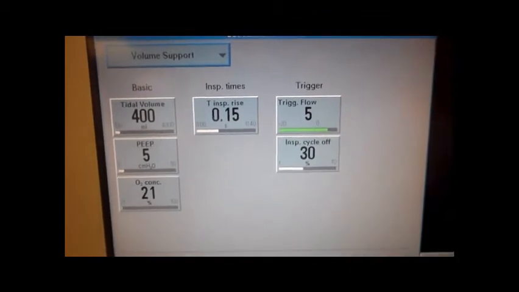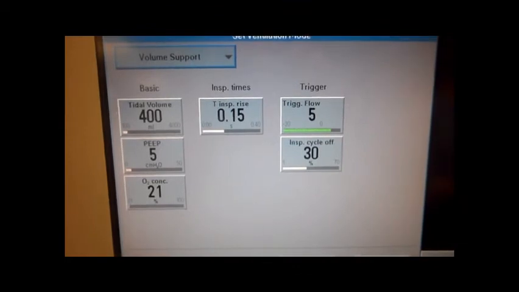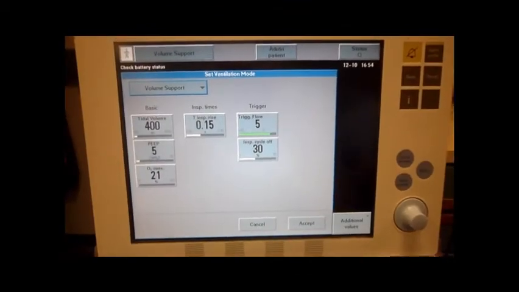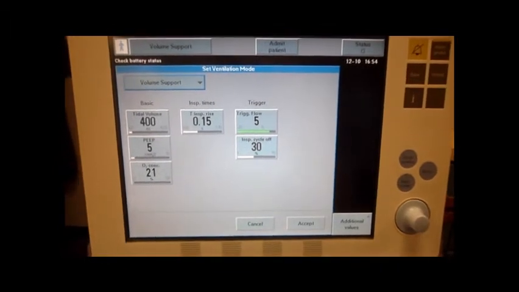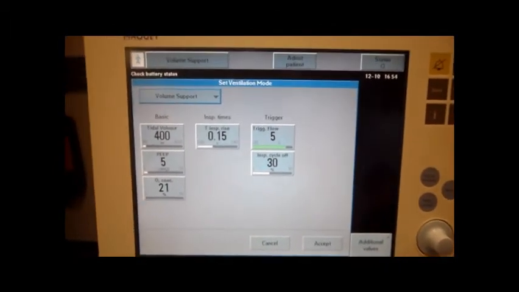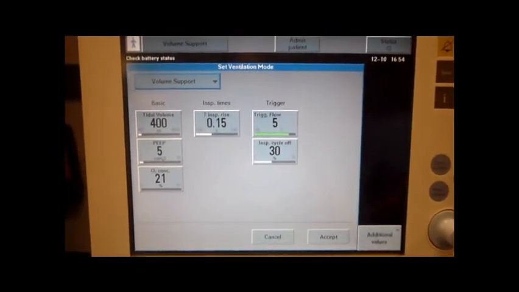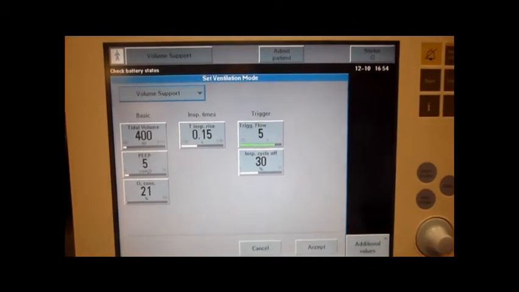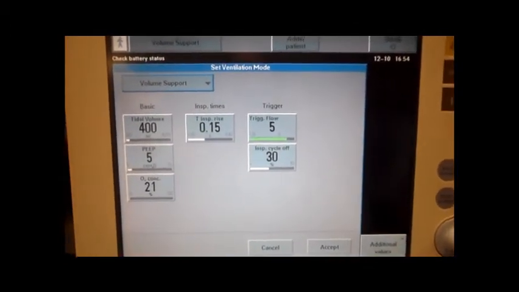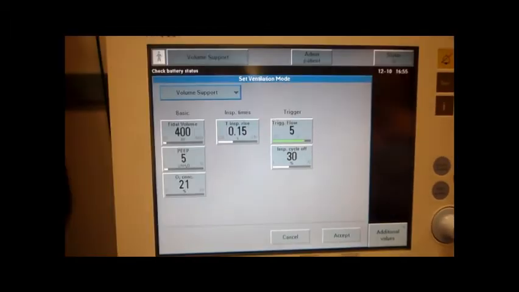The trigger flow sets the sensitivity to the patient, and the inspiratory cycle off is what the patient has to remove from the vent in order to finish the breath. The ventilator gives a test breath with an inspiratory pressure of 10 centimeters of water pressure above PEEP for each subsequent breath. The vent calculates compliance of the previous breath and adjusts inspiratory pressure to achieve the set tidal volume on the next breath. No more than 3 centimeters of water pressure of change breath to breath.